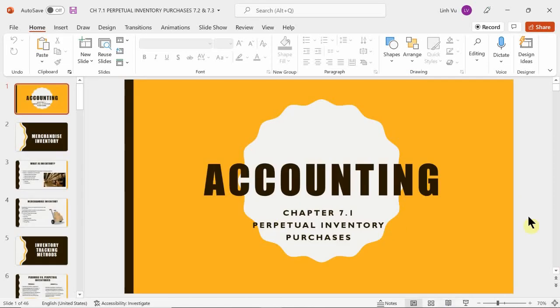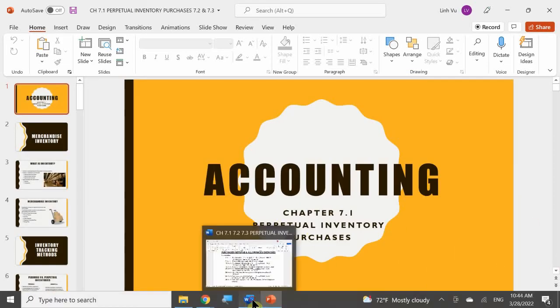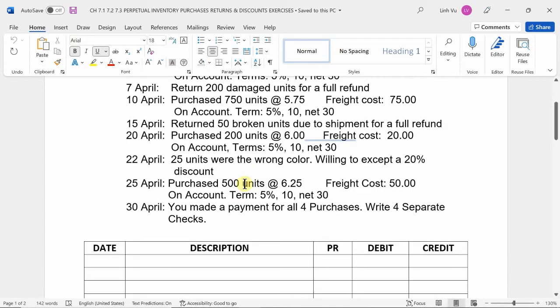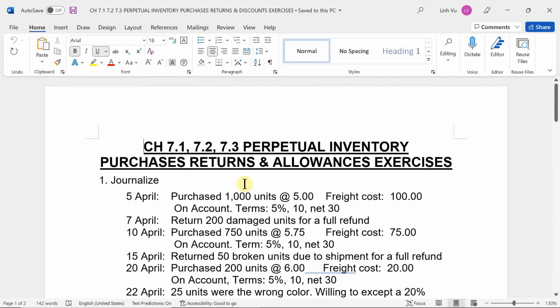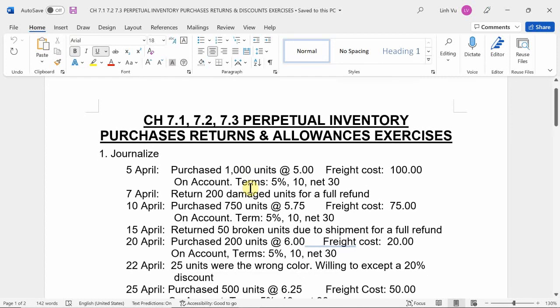All right, so let's go ahead and dive right into the exercises here. Number 1, journalize. On April 5th, we purchase 1,000 units at $5 each. Freight cost $100 on account. Terms were 5%, 10, net 30.